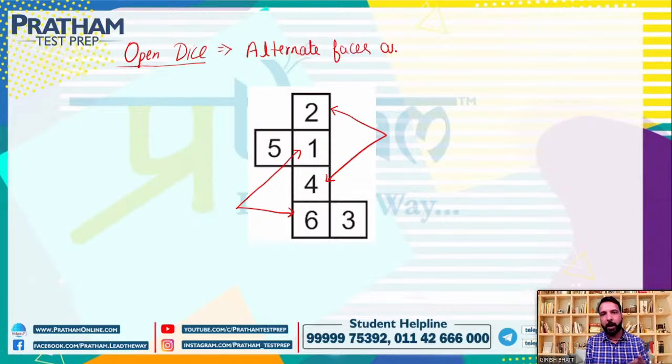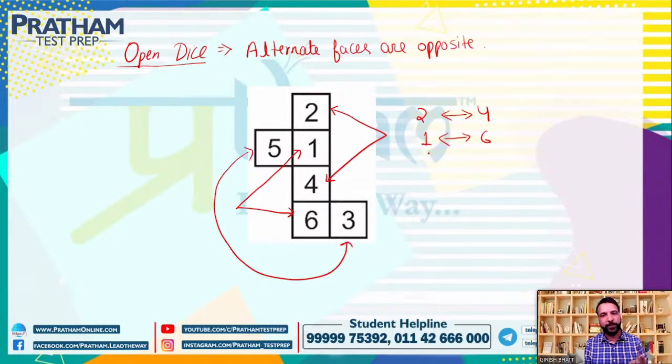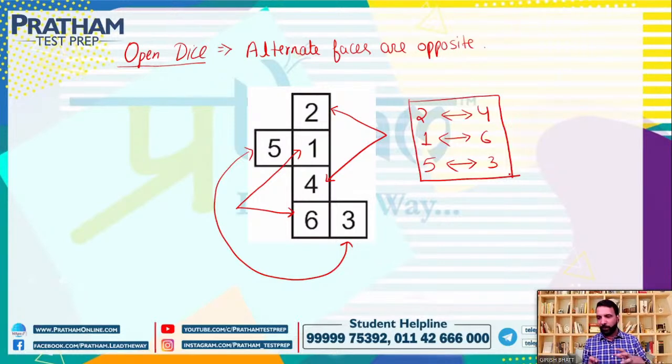Alternate faces are opposite in case of open dice. So 2 and 4 are opposite, and 1 and 6 are opposite. What is left? 5 and 3, they are also opposite. So this is the logic for open dice: alternate faces are opposite to each other. 2 and 4 are alternate faces, so they are opposite. 1 and 6 are alternate faces, so they are also opposite. 5 and 3 are left, so they will be opposite.